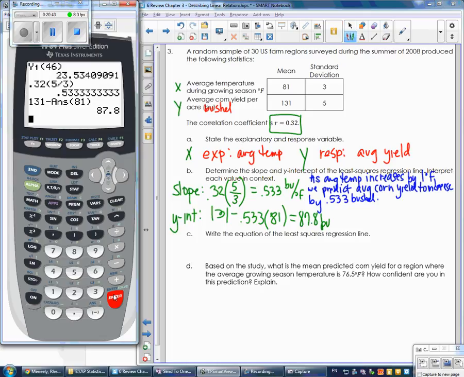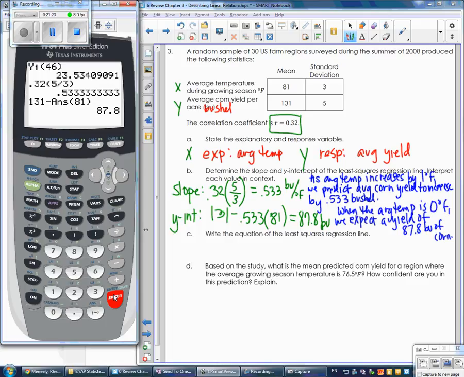So if I'm asked to interpret it, it basically means when the average temp is 0 degrees Fahrenheit, we expect a yield of 87.8 bushels of corn. And again, I don't know how realistic that is. If the average temperature is below freezing, I can't imagine that we would yield anything. So this is another example, even though your y-intercept isn't negative, of a y-intercept that may not make sense for this situation.